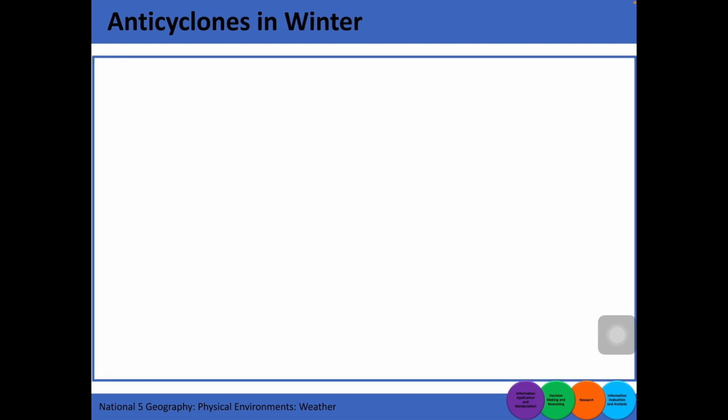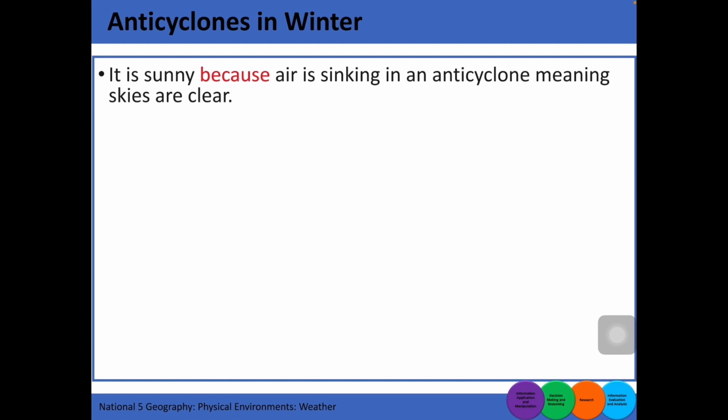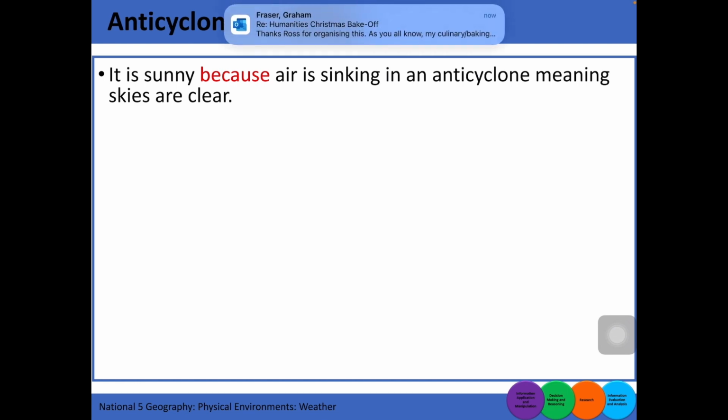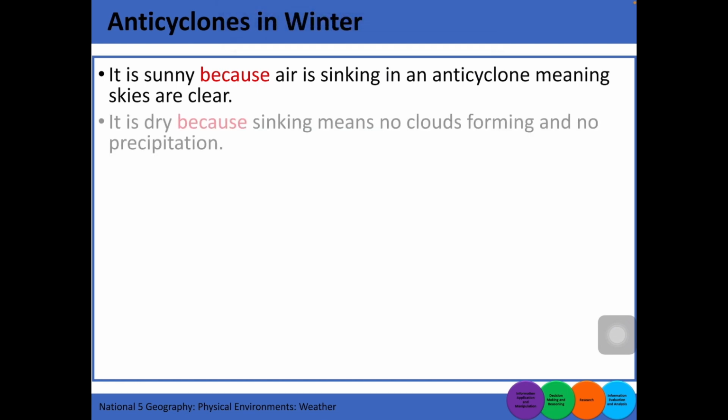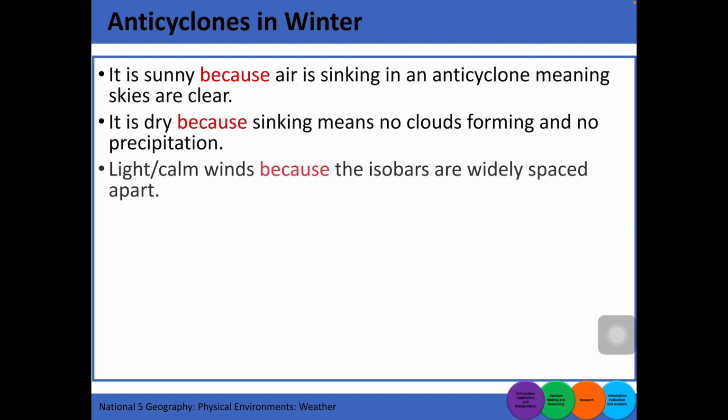Now we're going to look at an anticyclone in the winter time, and you'll see the first three sentences are exactly the same. It is sunny because air is sinking in an anticyclone, meaning skies are clear. It is dry because sinking air means no clouds are forming and there's no precipitation. There are light calm winds because the isobars are widely spaced apart.